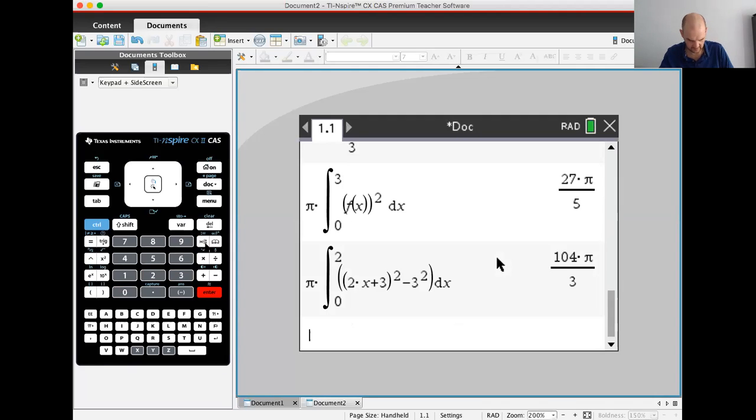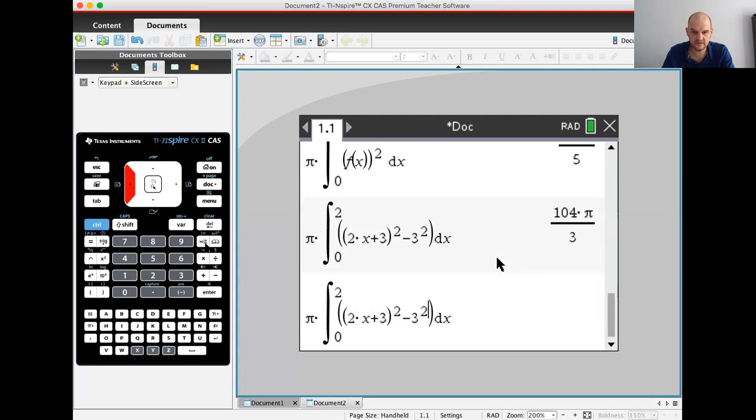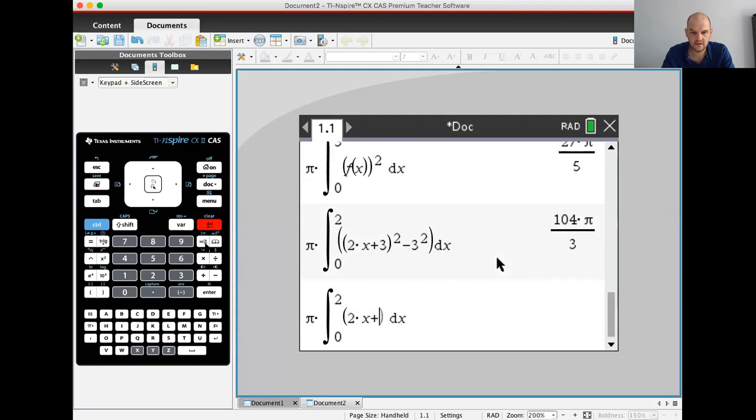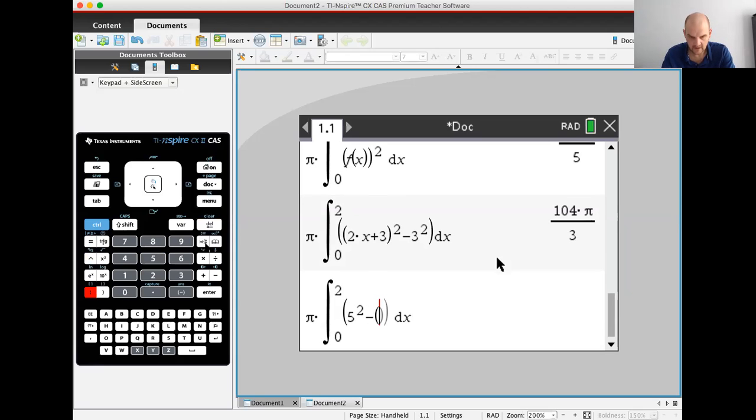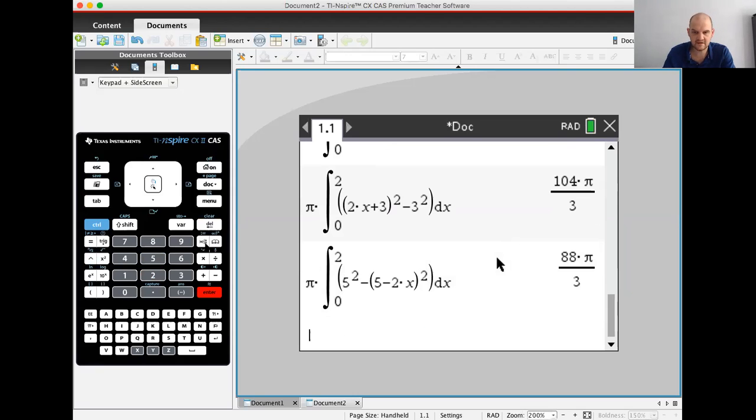And then what I'm going to do is borrow this and just delete out all of that and put in what I got. So it's 5 squared, that's big R squared, minus quantity 5 minus 2x, which is little r squared dx.